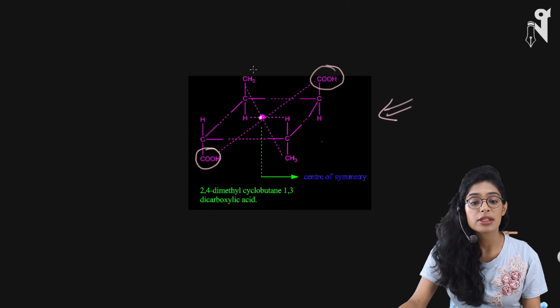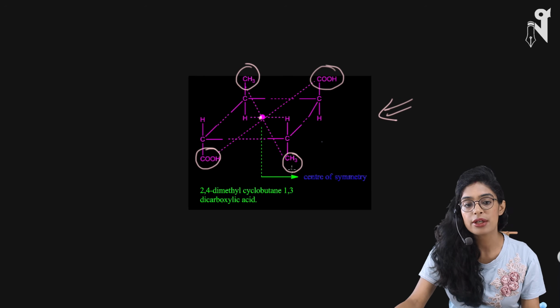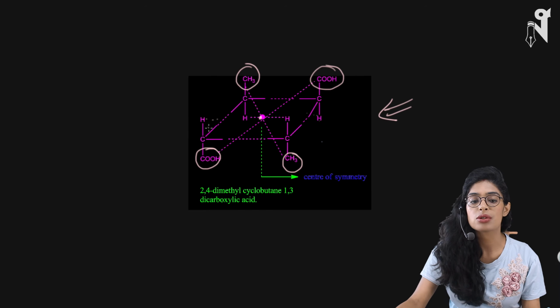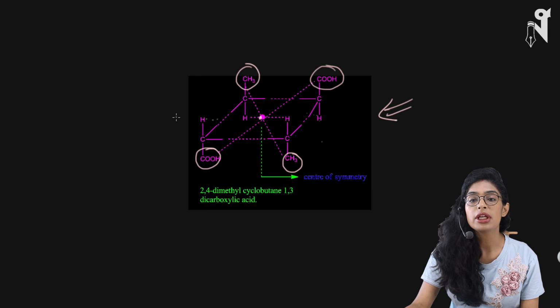Exactly the same way CH3, when it is at the trans positions and the line is passing through the center, they are at equal distances in the opposite direction. Same way, look at this hydrogen and this hydrogen, these are also at equal distances when the line passes through the center. So this is basically what center of symmetry means.